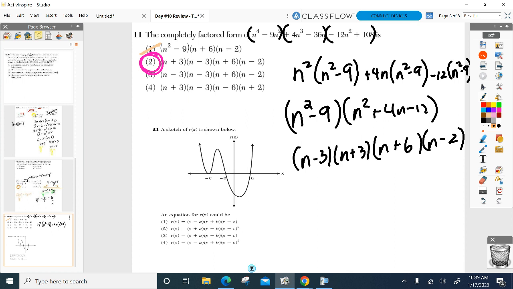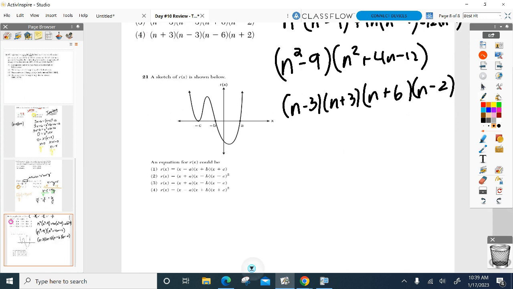All right, last one, 21. What's the equation for this graph? Ooh, this is not a store problem. I hate to break it to you. It's not a store problem. We're not going to get away with storing here.